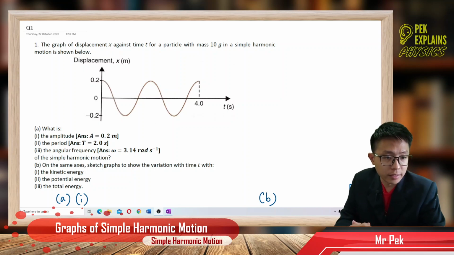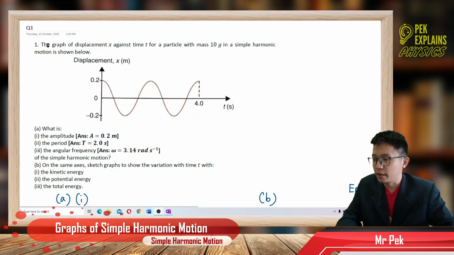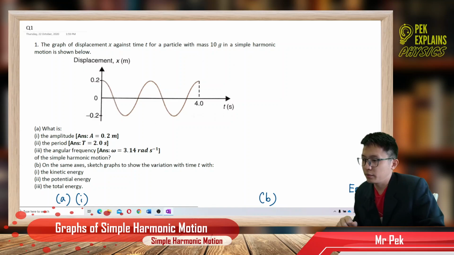Alright, now we are in the graphs of simple harmonic motion. Okay, so this is the first question. The graph of displacement against time for a particle with mass 10 gram. Okay, we have mass here. Something we should highlight first.